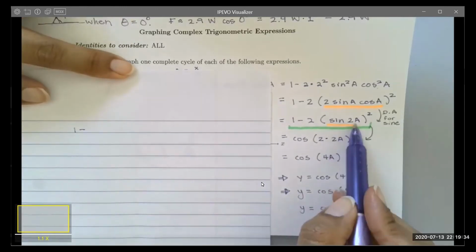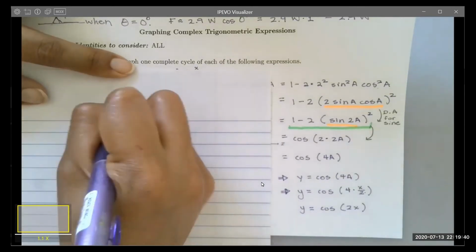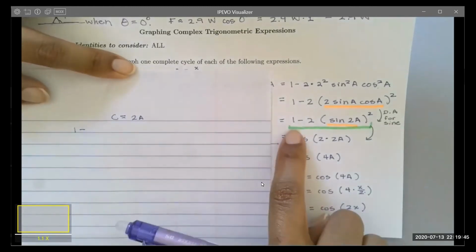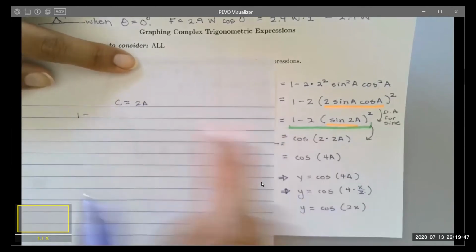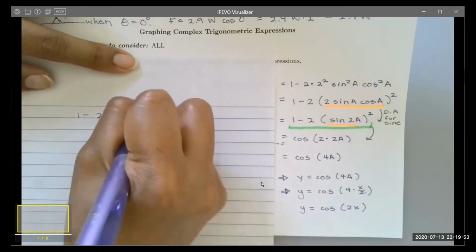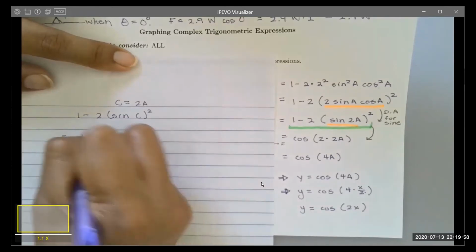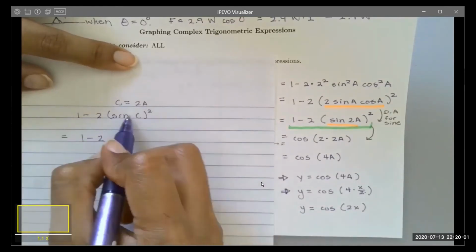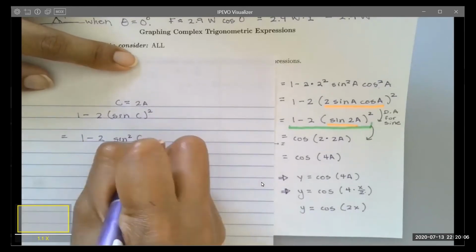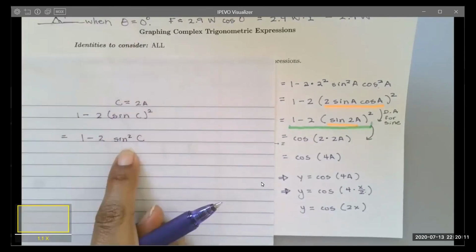Well, again, let's pretend that instead of having 2a here, that I just have some other angle. Let's say that I have an angle C. I'm going to let C be equal to 2a. Then this green expression that I've underlined is 1 minus 2 times sine of C, and this part is squared. Now, whenever we have a square of a trig function, we have another way to denote it. We can also denote it as sine squared of angle C. Now this looks exactly like the double angle formula.